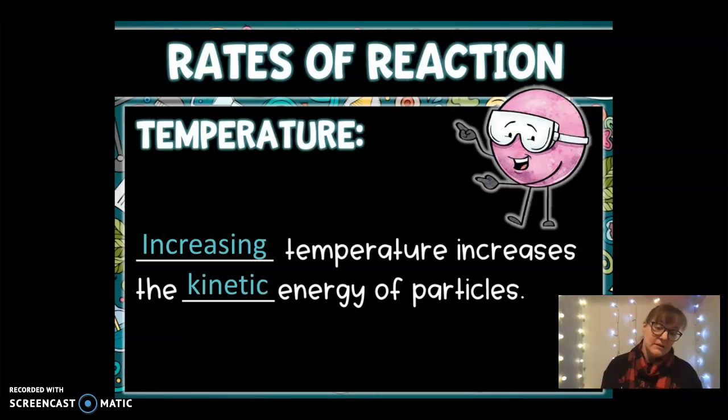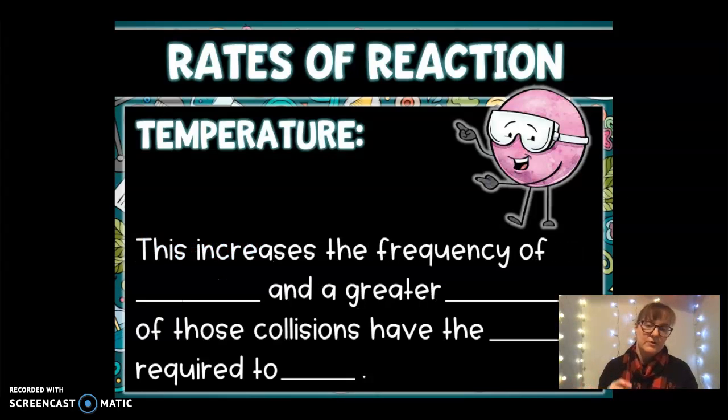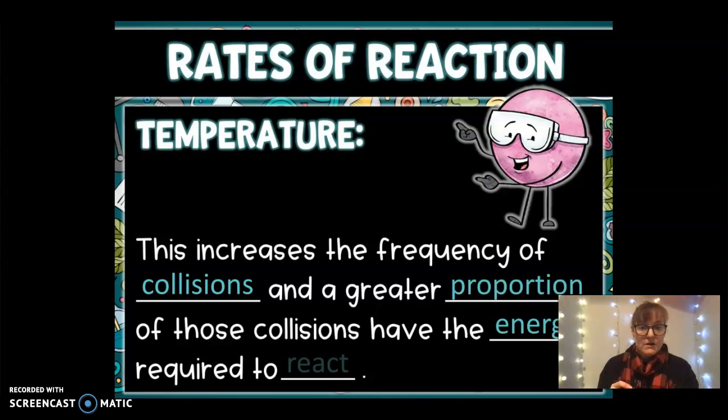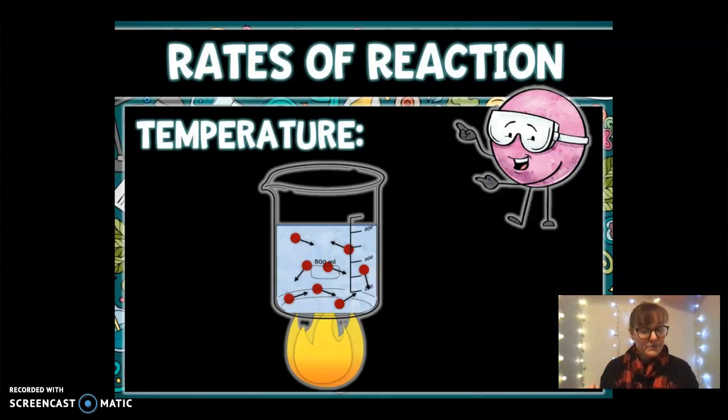Temperature is another way. Now, collisions happen when particles are moving around. So if they're moving around a lot, you're going to get more collisions. So if you increase the temperature, you increase the kinetic energy of the particles and therefore increase the number of collisions. If you've increased the collisions, you've increased the rate of reaction. Higher temperature, more energy, more collisions, faster reaction. Lower temperature, slower particles, less collisions, slower reaction.